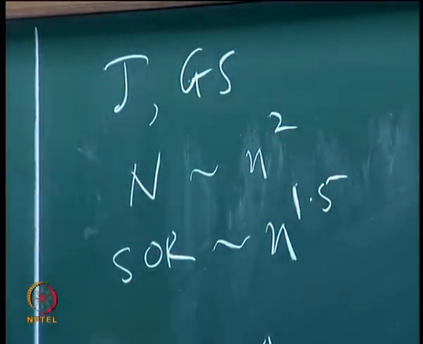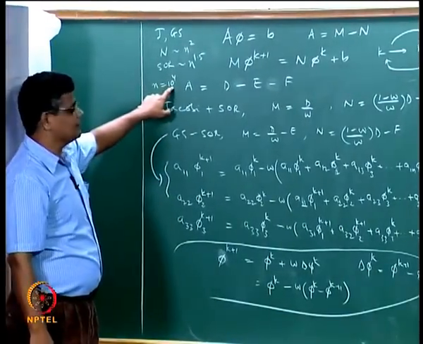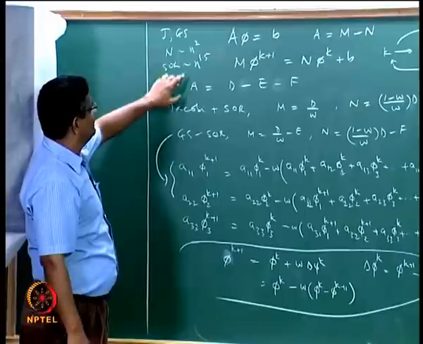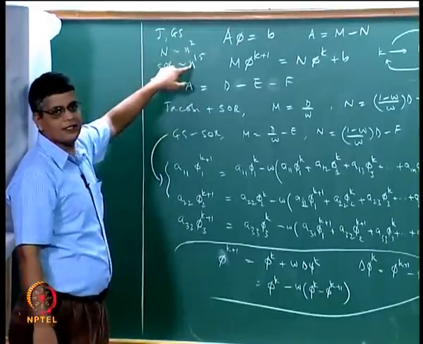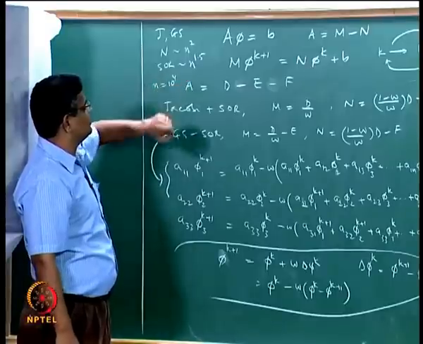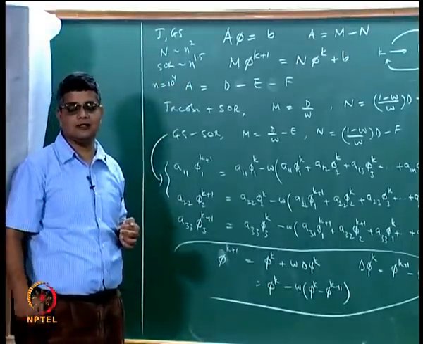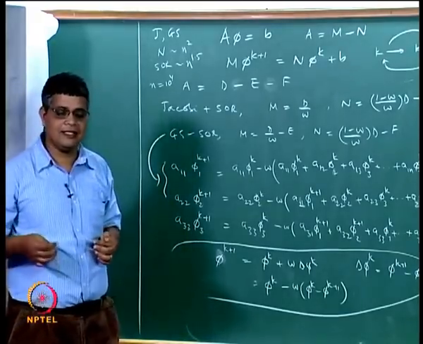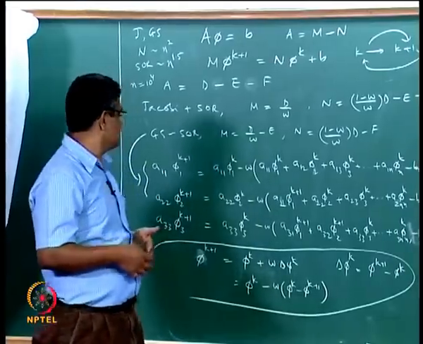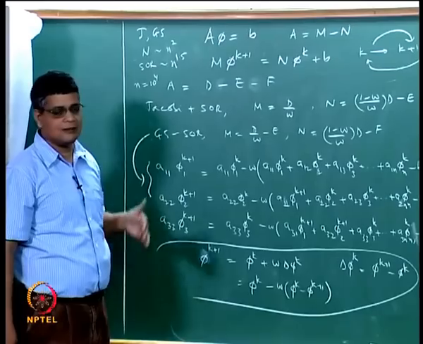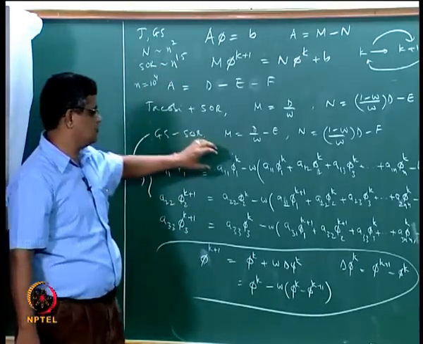For example, if n is 10 to the power 4, that is 10,000 equations, which is not much, then SOR gives you a factor of 10 advantage in terms of computation time as compared to the standard Jacobi method or Gauss-Seidel method. So an order of magnitude increase in the speed of computation is possible if we use the SOR method, but this is true only for optimal values of omega.